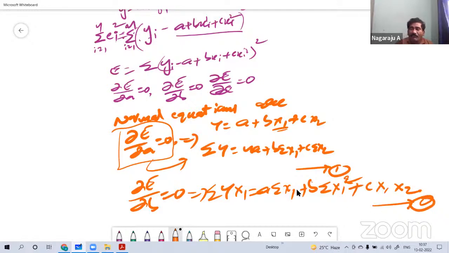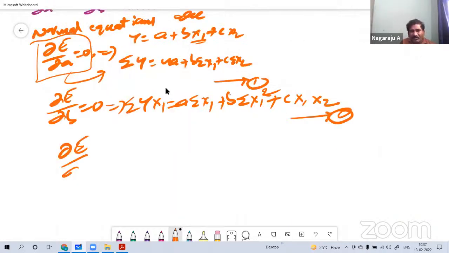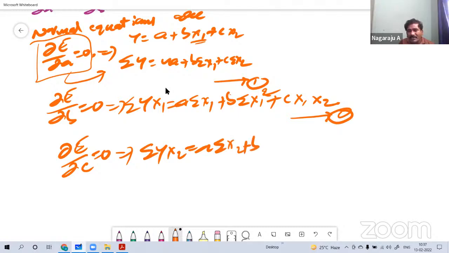Now the third normal equation we can get by using ∂E/∂C equal to 0. What happens? Summation y x2, if I multiply, equals a into summation x2 plus b into summation x1 x2 plus c into summation x2 square. So this is called the third normal equation.